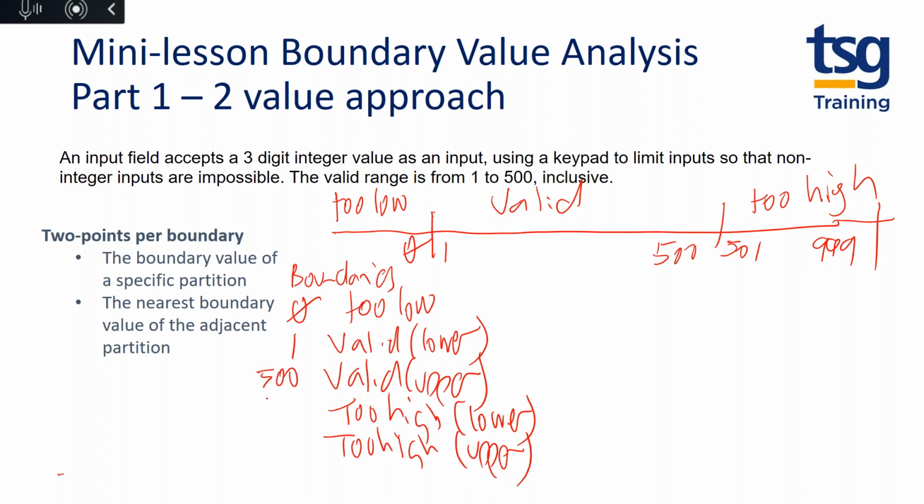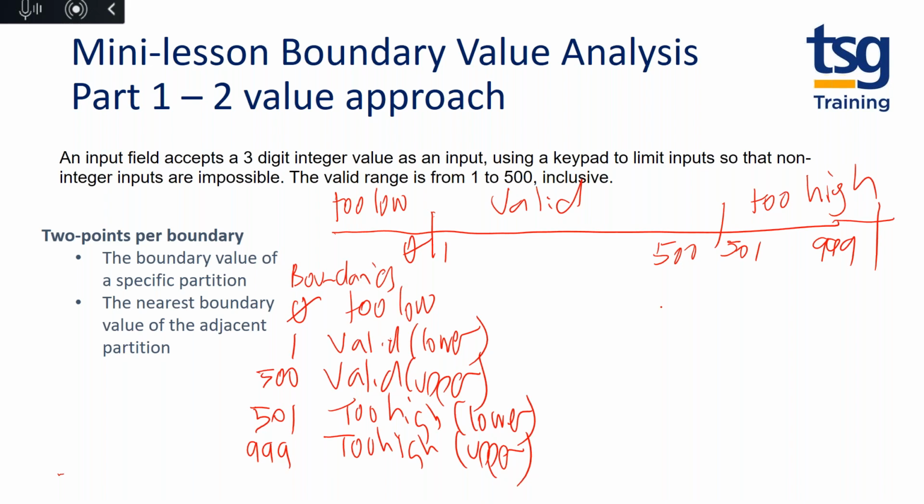For too high, the lower boundary is 501 and the upper boundary is 999. So I've got 5 boundaries, and you're probably asking, what's the big deal? That's exactly the same as we did in the old syllabus. But what the syllabus now explains is the precision when we test one individual boundary.